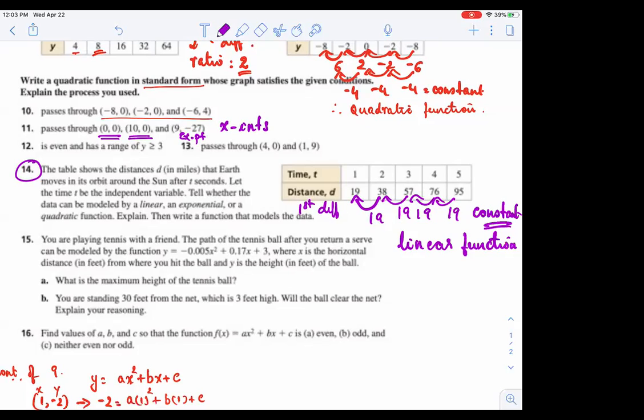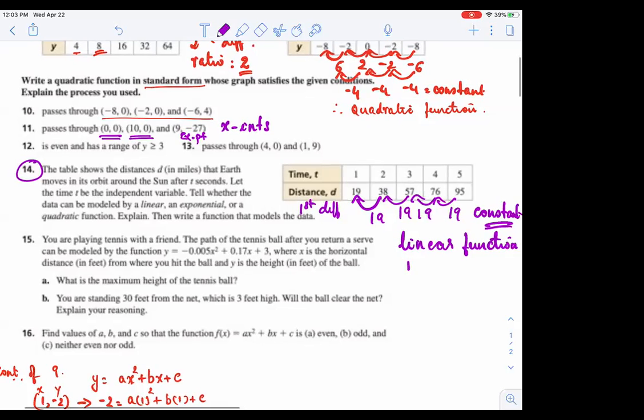And what is this 19 actually? The distance. The slope. The slope, right? This is the constant rate of change. So you got the 19. The first difference, the constant rate of change, is the slope, which is m. So we got the m as 19.